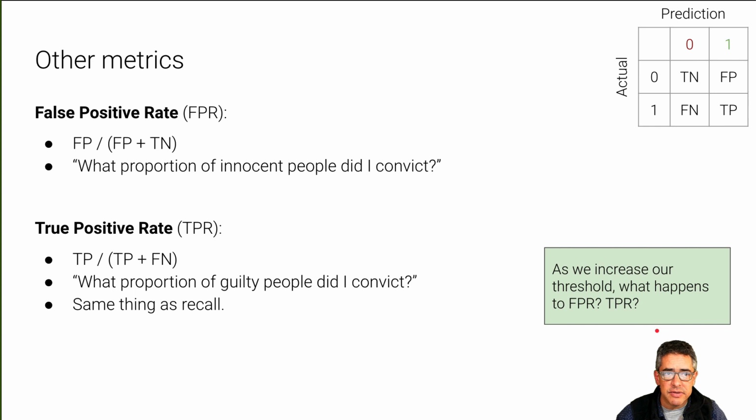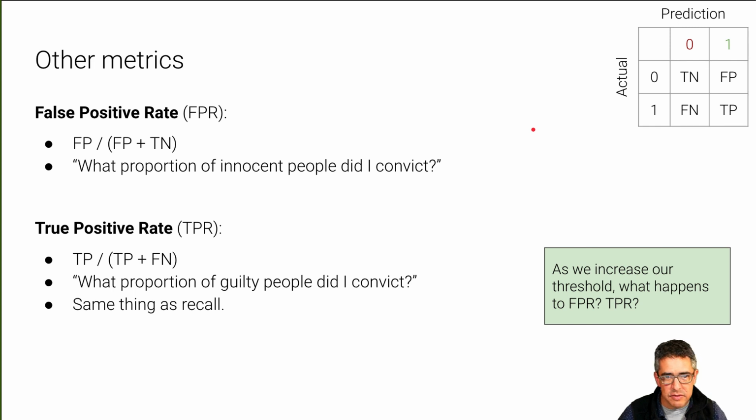Now there are other metrics that we can compute from these same numbers. For example, the false positive rate is the ratio of false positives to false positives plus true negatives. It's similar to what we had with recall, but now the denominator, instead of being the actual positives, is the actual negatives. So how many did I label as positive which in reality were negative cases, divided by the sum of these two. This is known as the false positive rate.